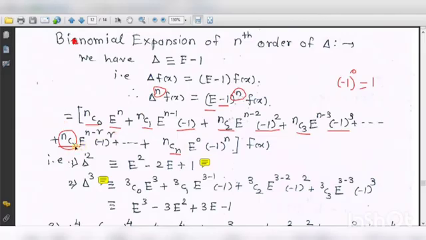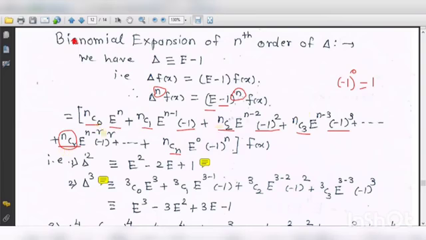Then the power of E is the subtraction of n and r. Always the relation between n and r is that n is greater than r. So the power of E is n minus r, and the power of minus 1 is r, minus 1 raised to r. If you remember this rth term, you can write each and every term.